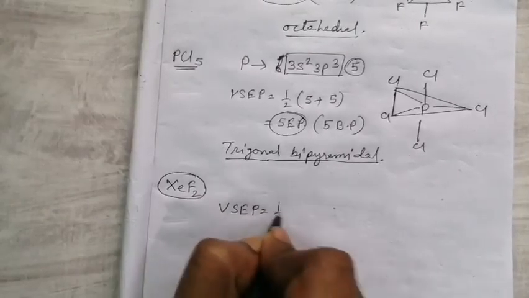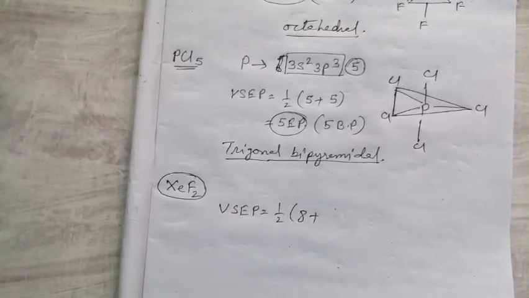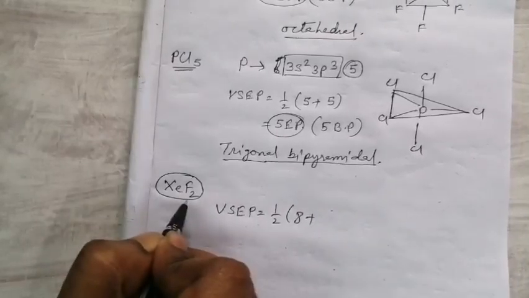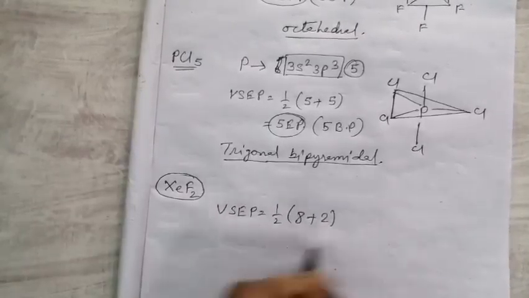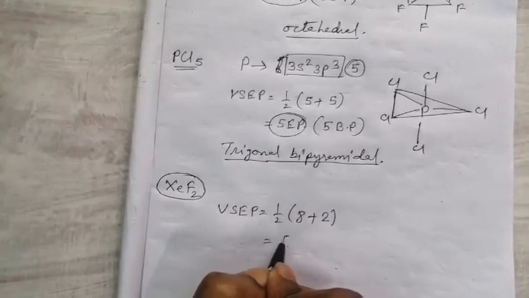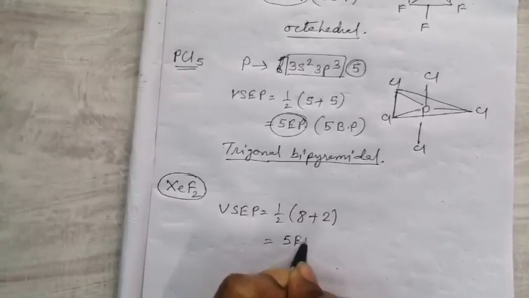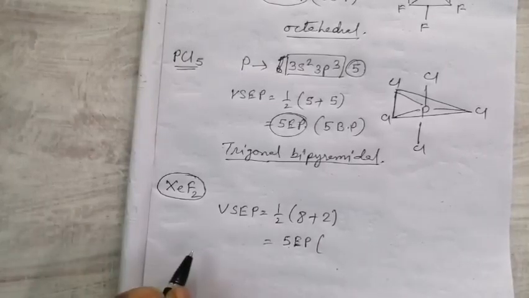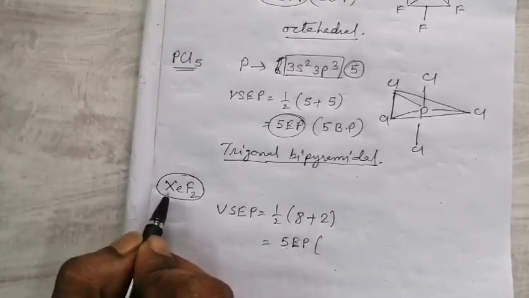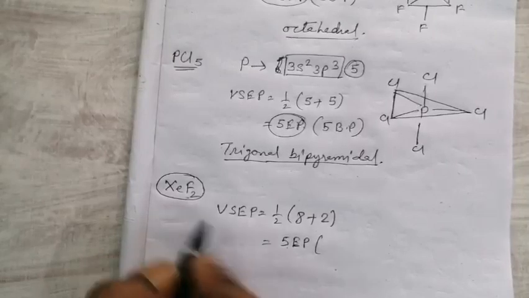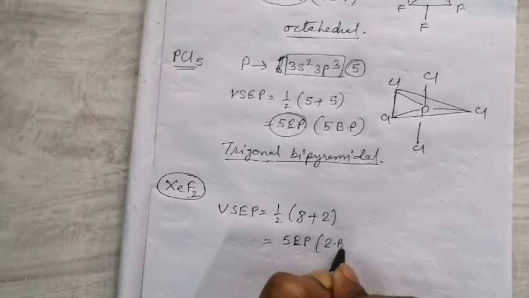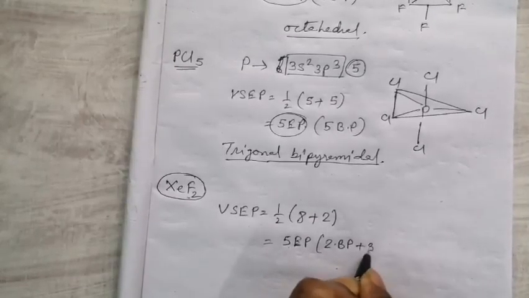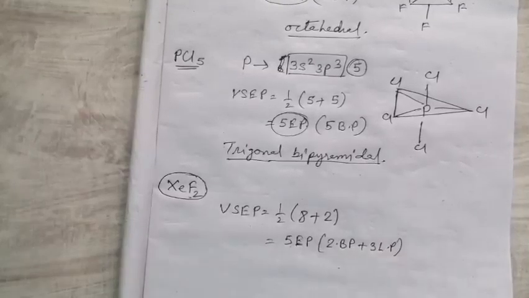In the VSEPR number, we will write half of 8 plus how many fluorine atoms? 2 fluorine atoms. So 2. So it comes out to be 5 electron pairs. Now out of these 5 electron pairs, are all bond pairs? No, obviously not. Xenon is forming 2 bonds with 2 fluorines. So only 2 bond pairs. The rest 3 are lone pairs.